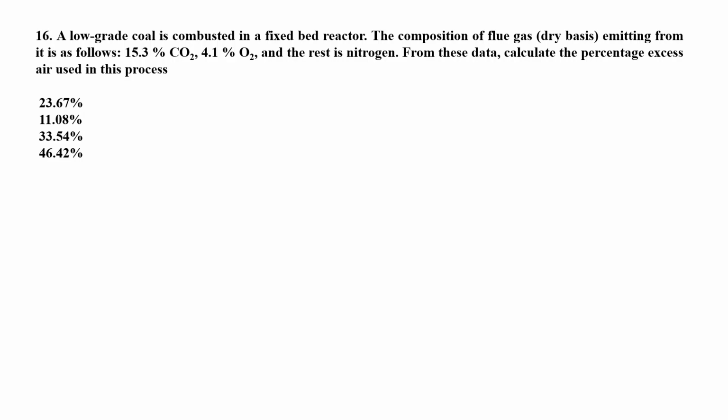A low grade coal is combusted in a fixed bed reactor. The composition of flue gas, dry basis, emitting from it is as follows: 15% CO2, 4.1% oxygen, and the rest is nitrogen. From these data, calculate the percentage excess air used in this process. So it is given that low grade coal is combusted, and the composition of flue gas on dry basis is given, which consists of these components.